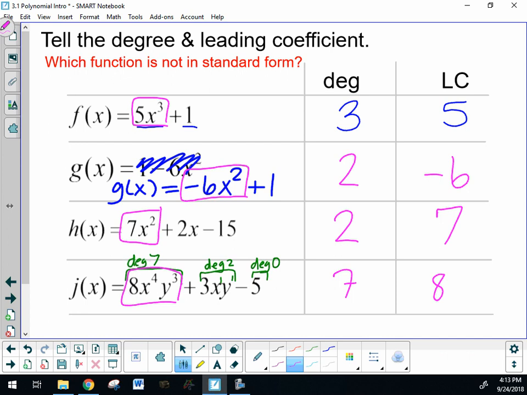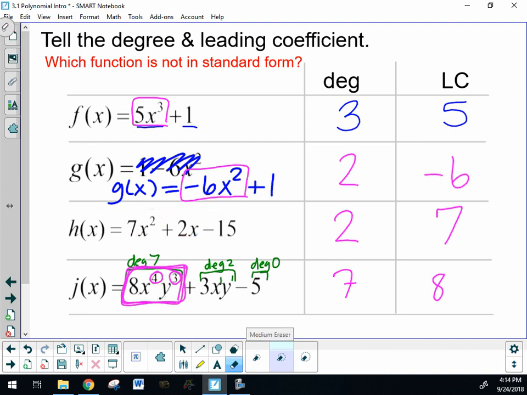Now, please note that while I did add together the 4 and the 3 to get 7, I did that because this is all one term. You would not want to add together the powers here, like to degree 3, because these are two separate terms. You only add the powers if it is the same term, and this is altogether one term. The power of that term is 7.